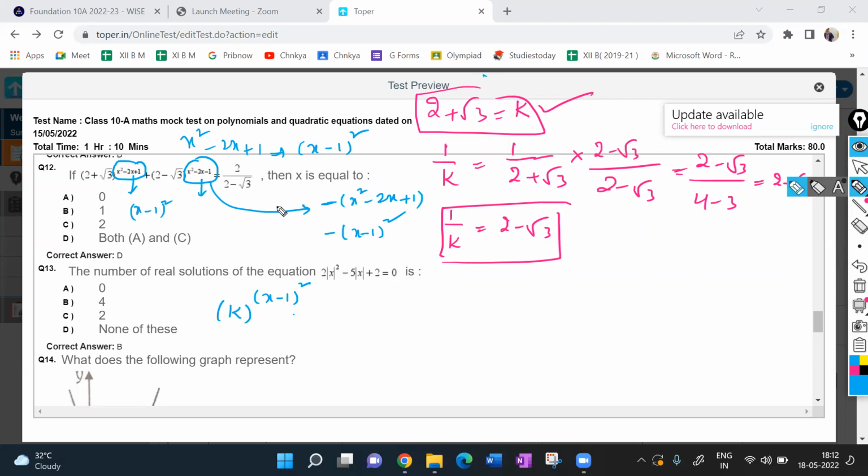Yeah. So k to the power of x minus 1 whole square. I got one thing. And plus, what can this be written as? This one.